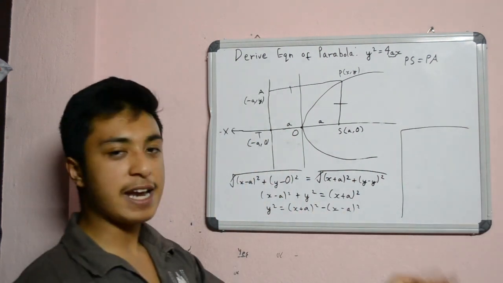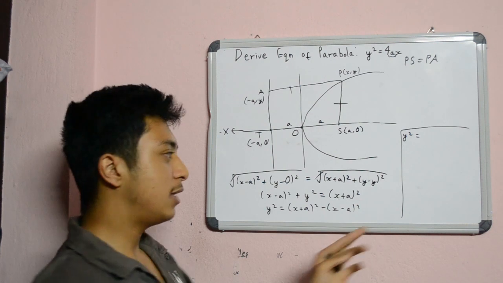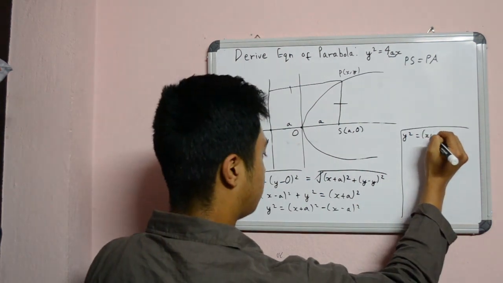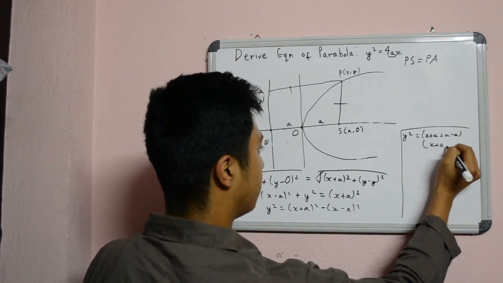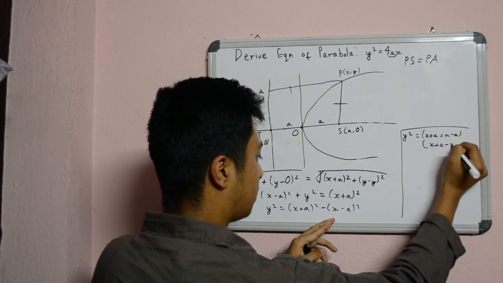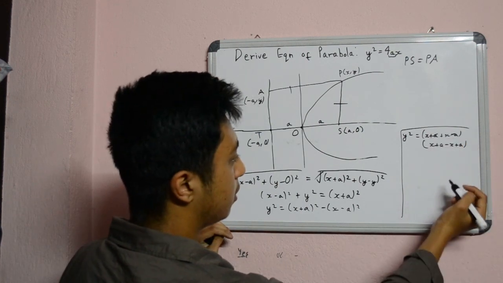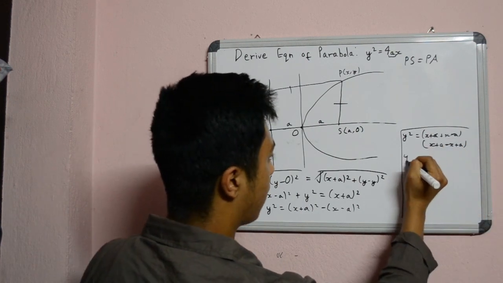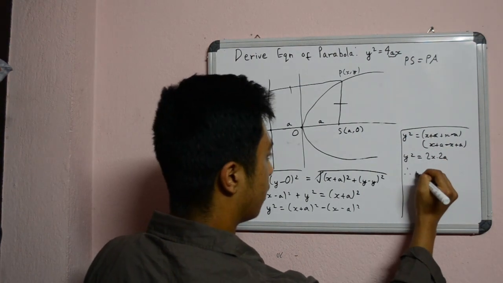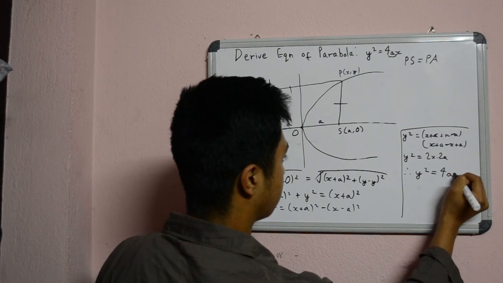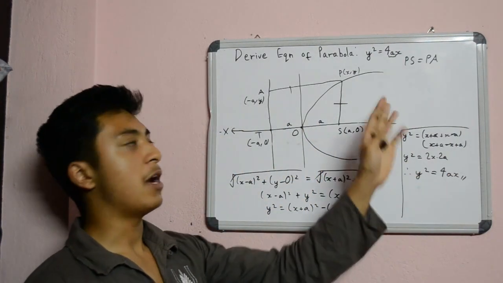You can solve this in any way you want. I'm just going to use the difference of squares. So it will be (x plus a plus x minus a) into (x plus a minus x plus a). So this will cancel, this will cancel. y squared equals 2x into 2a, and therefore y squared equals 4ax. There we go, we found the equation of the parabola.